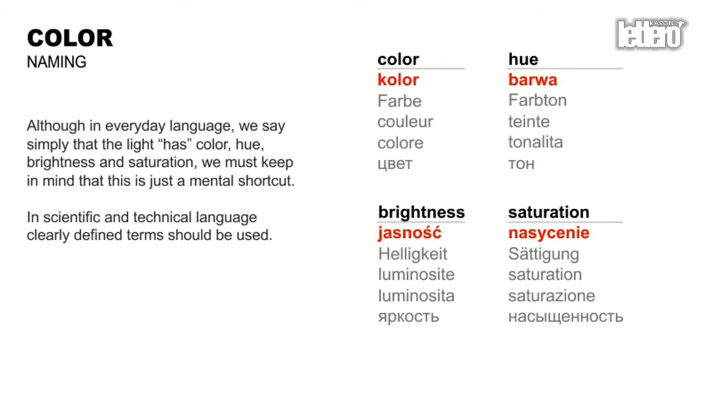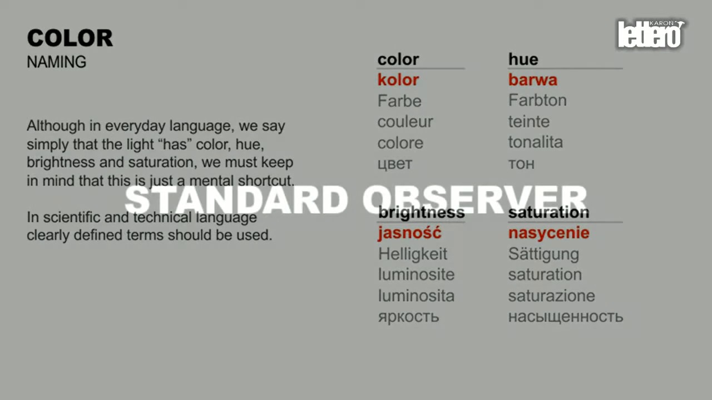Although in everyday language we simplify things by saying that light has colour, hue, brightness, and saturation, we must keep in mind that this is just a mental shortcut or turn of phrase. Indeed, clearly defined terms must be used in scientific and technical language.